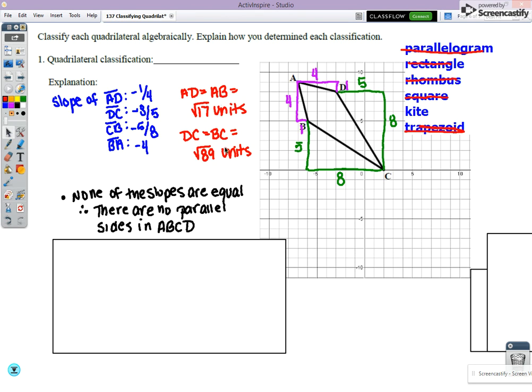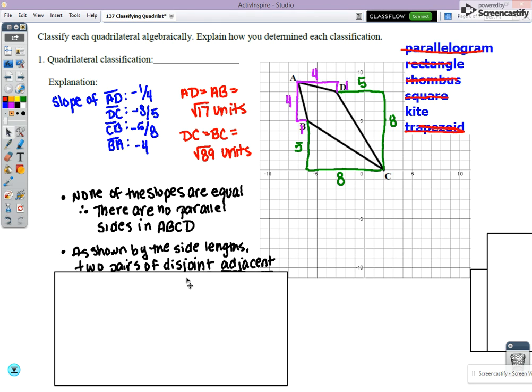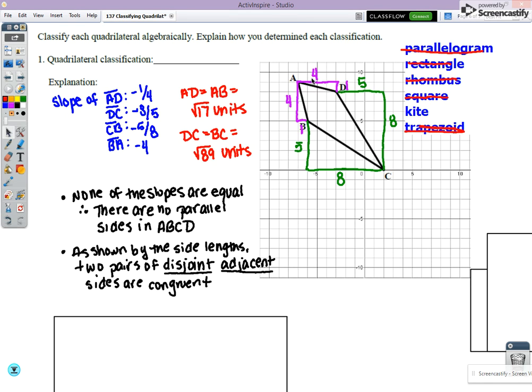But I found out something about the lengths. I found out that there are 2 pairs of adjacent sides that are congruent. And we're going to throw in that word, and it's on that reference sheet as well: 2 pairs of disjoint adjacent sides. Disjoint meaning these 2 pairs do not overlap with each other. These 2 sides and these 2 sides are totally separate. So as shown by the side lengths, 2 pairs of disjoint adjacent sides are congruent. That confirms that this is a kite. It can't be anything else, and it's got that main characteristic of a kite, so we're good to go.